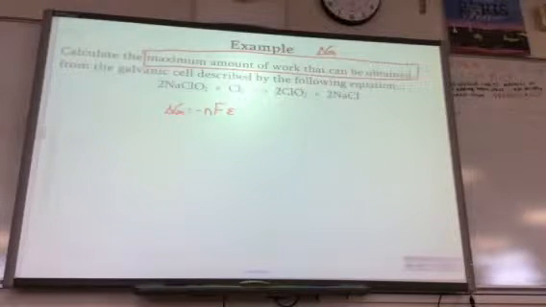Yeah, if you're having trouble navigating that table, there's only one equation or half reaction that has ClO2 in it. That kind of helps. In fact, I believe there's only one that has Cl negative in it.